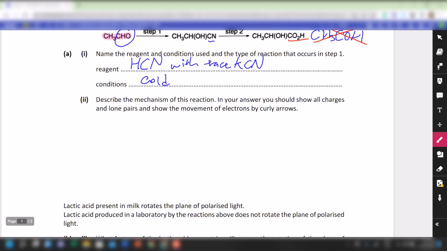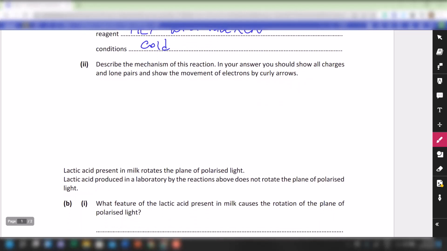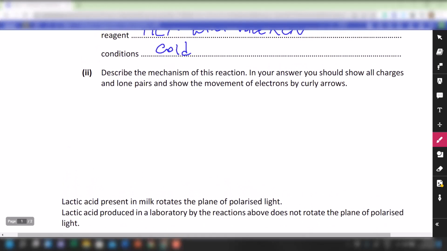So A2 is a very straightforward mechanism question. You are required to describe the mechanism for this reaction, and in your answer you should draw all curly arrows, lone pairs, charges, etc. As per all questions, if you remember from the very beginning when we first discussed free radical substitution for alkanes, you need to write down the name of the mechanism. The name of the mechanism is nucleophilic addition. You need to write it out clearly.